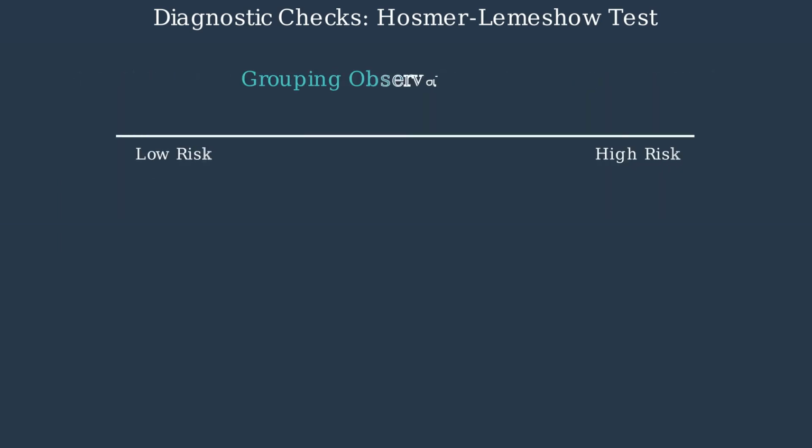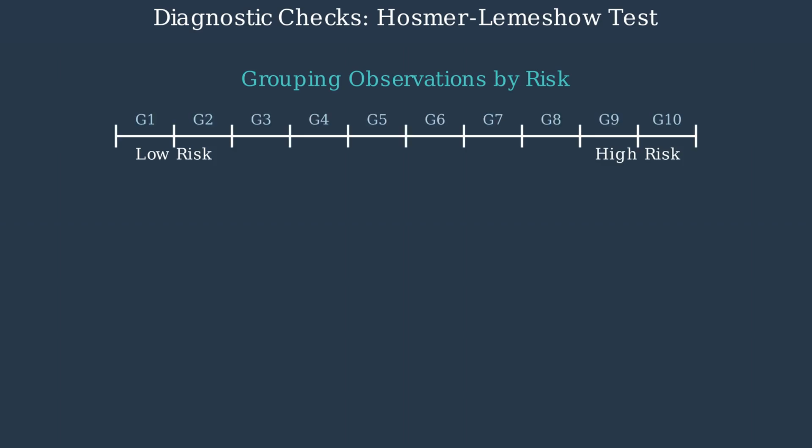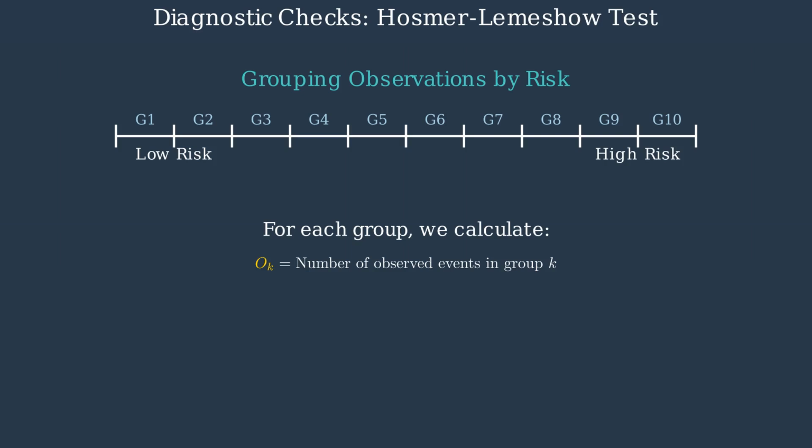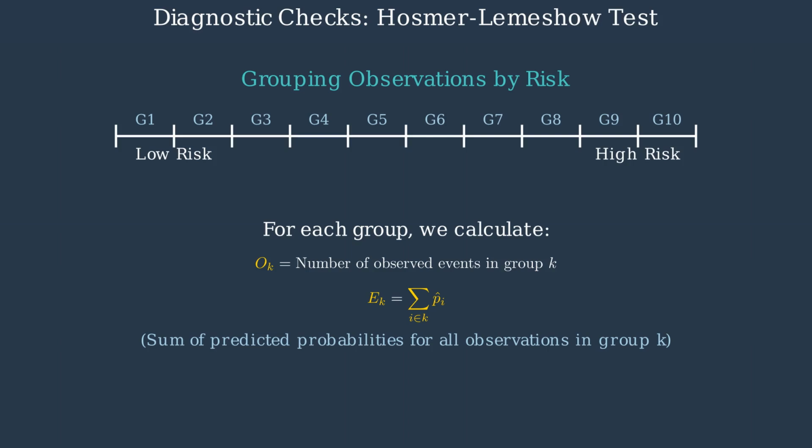To perform the test, we first sort all observations based on their predicted probabilities from lowest to highest risk. We then divide these sorted observations into equal-sized groups, typically 10 groups or deciles. For each group, we count the number of observed events, which is simply how many positive outcomes occurred in that group. We also calculate the expected events, which is the sum of all predicted probabilities for observations in that group.